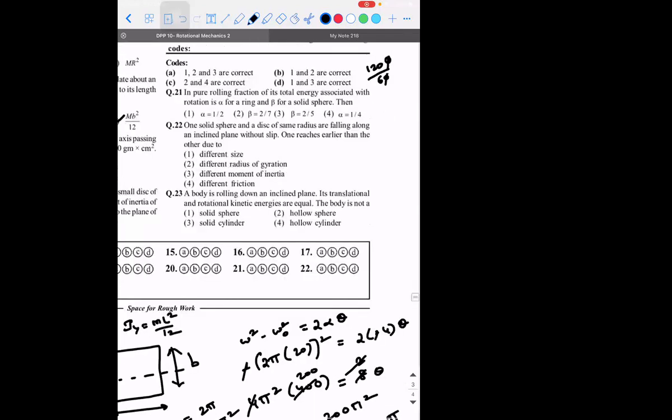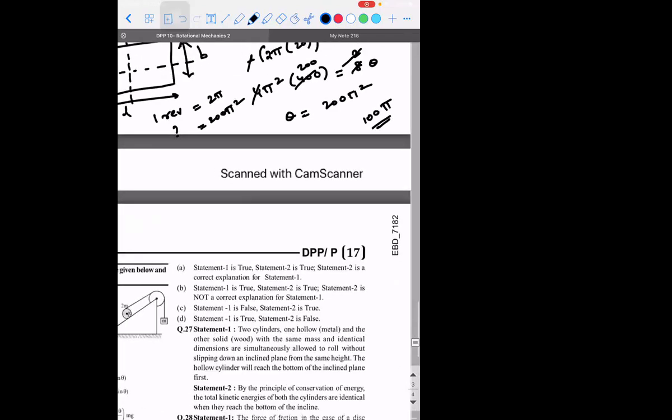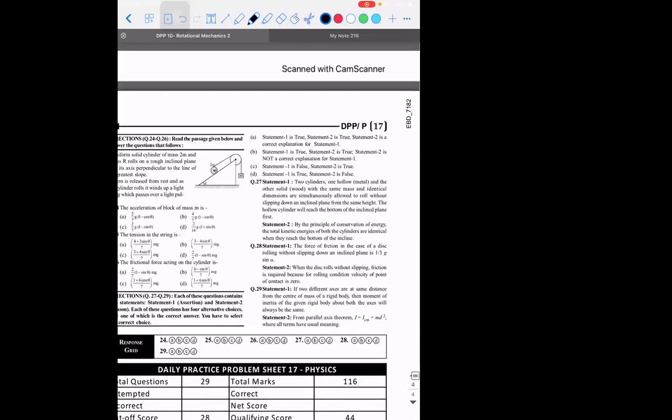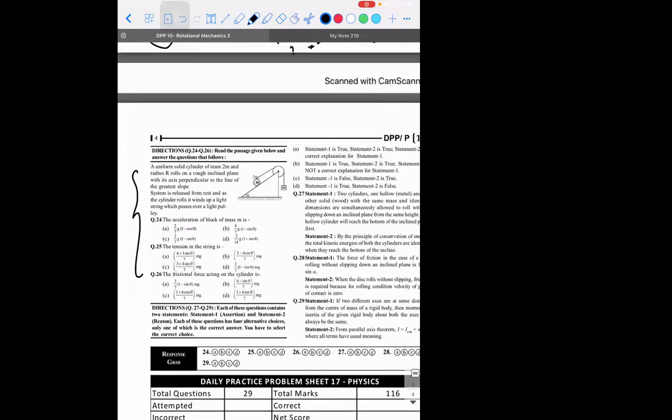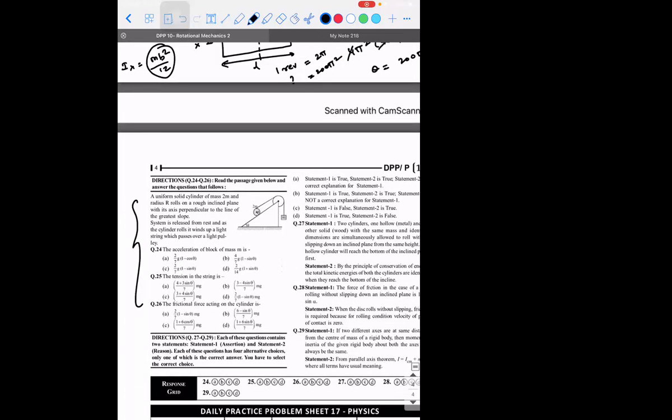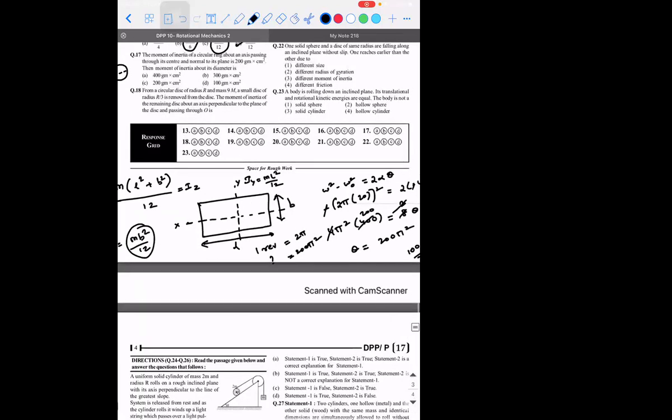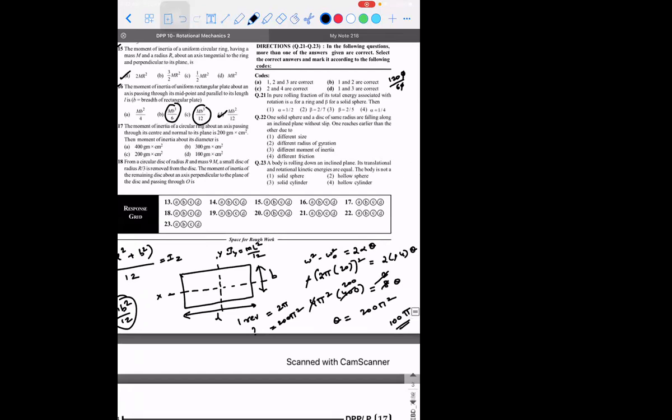So these are all the problems that are based on moment of inertia and the objects rolling down an inclined plane. So this problem alone, you can try it as homework. If there is any doubt, you can approach me. You can try 21, 22, 23 also. Those are all easy only. If you have doubt, you can approach me.